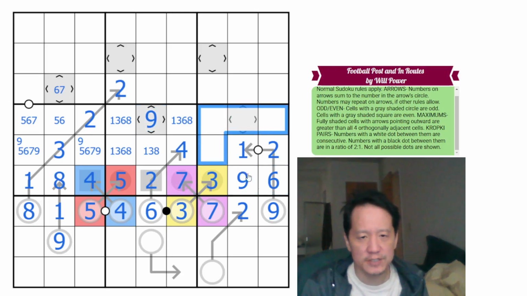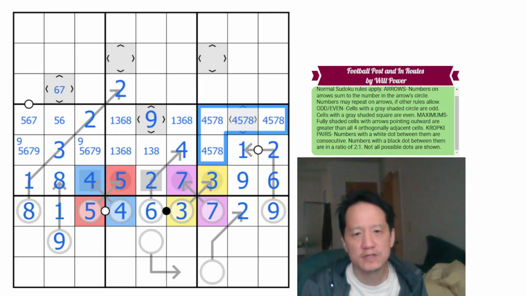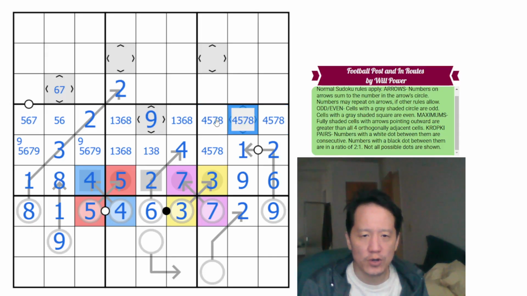The remaining digits here are 4, 5, 7, and 8. If this were 4, it would not be greater than either of these surrounding cells. Same with a 5, right? Because if this is 5, one of these is at least a 4, but then the other one would have to be at least a 7. So this can't be 4 or 5. This is 7 or 8.